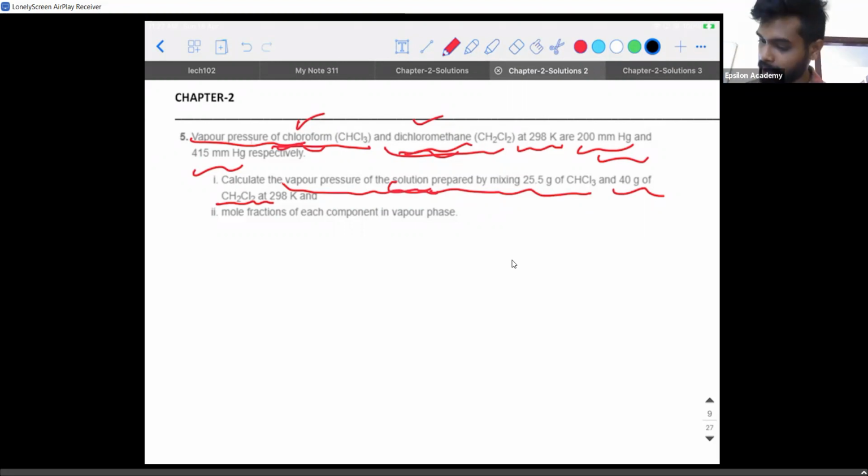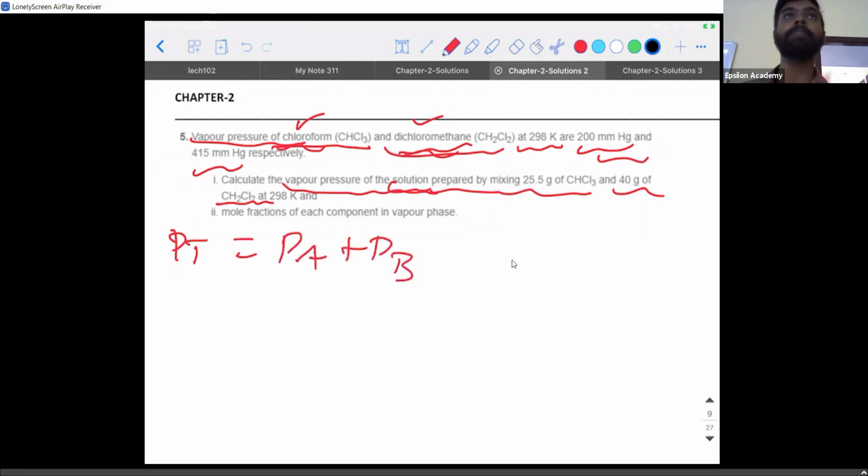Okay. So I basically have total pressure is what is asked, total vapor pressure. So for that I need to know what is PA and PB, right? So first I have to calculate this and this. Instead of A and B, we actually write chloroform and dichloromethane. It's better.